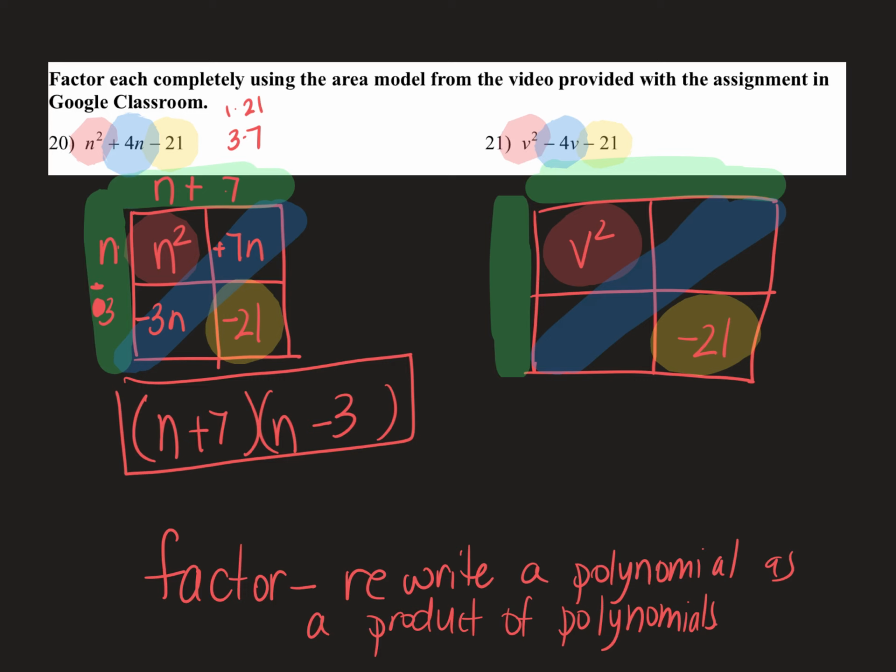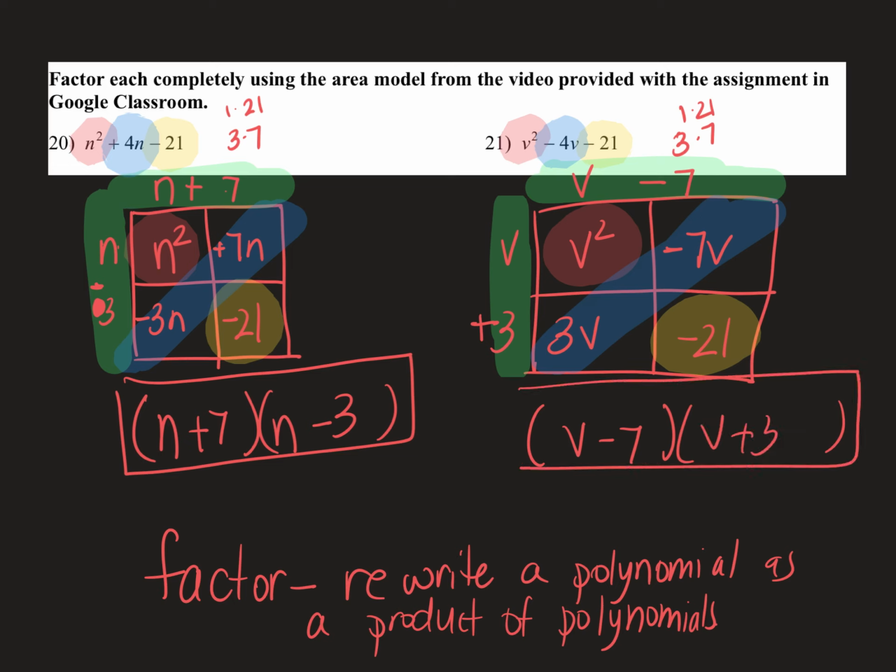Now I want to factor the next one. What can I multiply to get v squared? V times v. And to get negative 21, again, we said 1 times 21 and 3 times 7. So I'm going to put minus 7 here and plus 3 here. Negative 7 times v is negative 7v. V times positive 3 is positive 3v. If I add the blue, do I get negative 4v? Yes, you do. So my answer is the product of v minus 7 times v plus 3. And that's my answer to number 21.